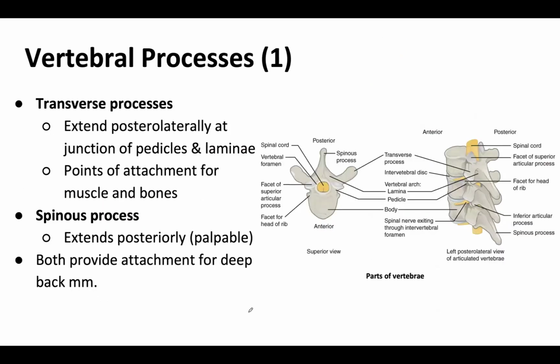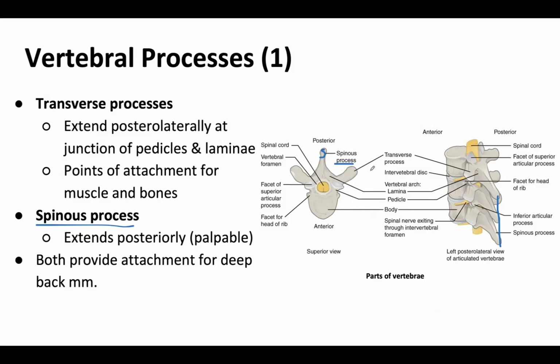Moving to processes, and there are going to be 7. The easiest for me to identify is going to be the spinous process, which is going to be the most posteriorly projecting, and it will be unpaired. So it is located in the midline and projects from the junction of those flat plates or those laminae. And if you run your fingers down the midline of your back, you are feeling or palpating your spinous processes.